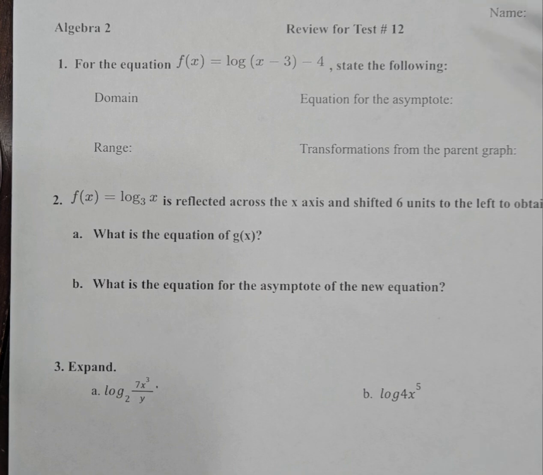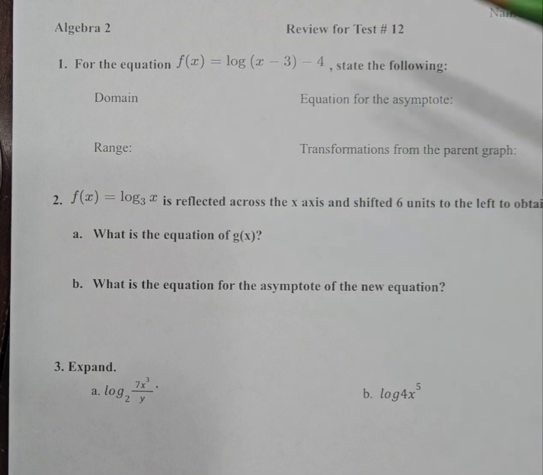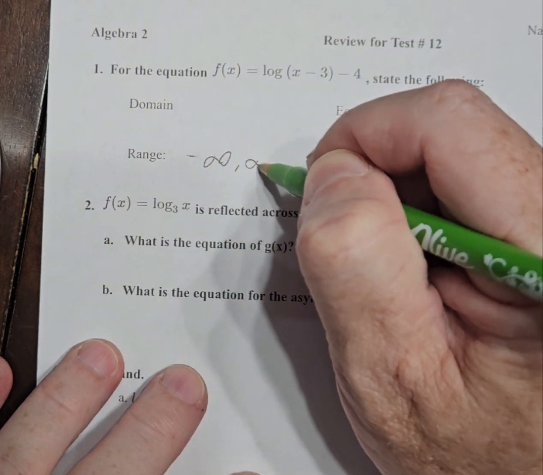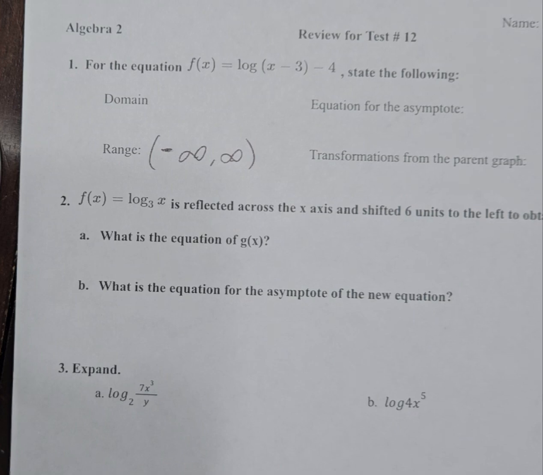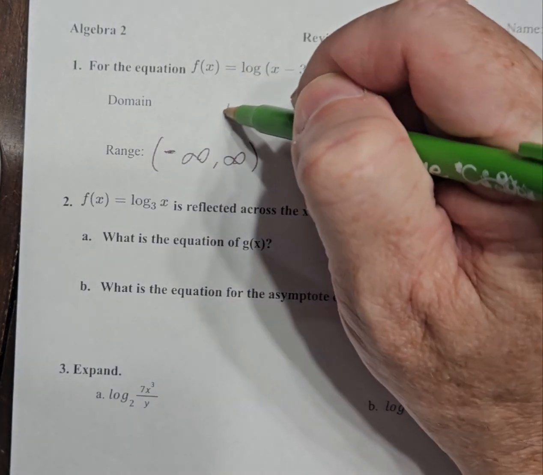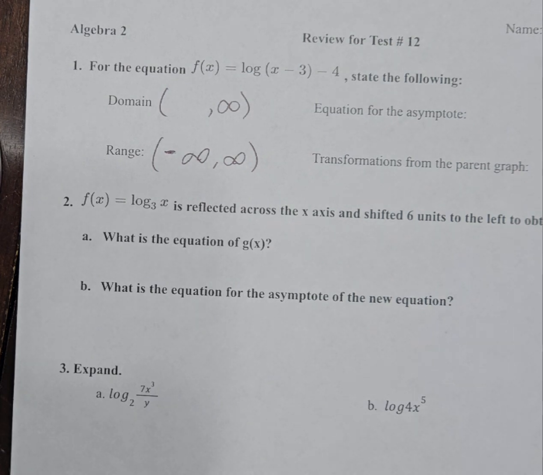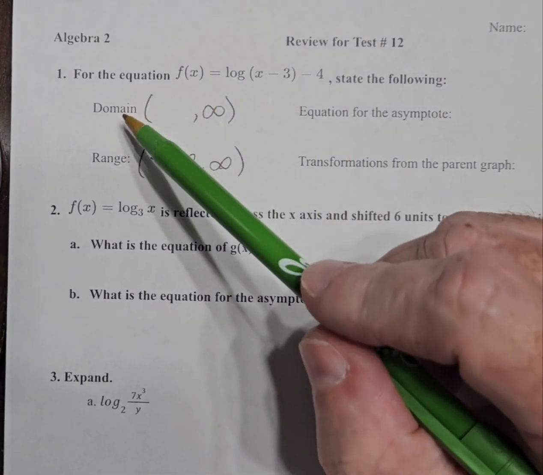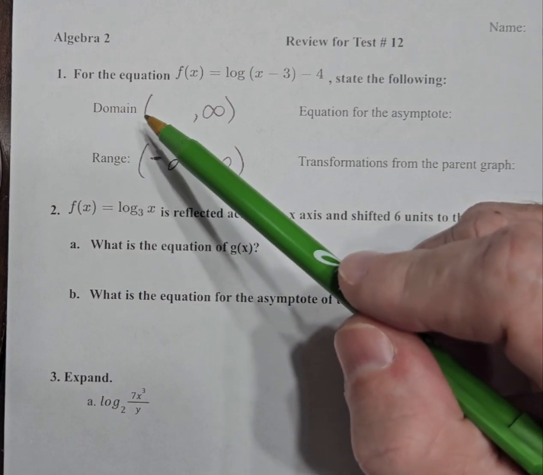So first we want to look at the domain of this function right here and the range. Okay, so the range, remember, is all negative infinity to positive infinity, all of these log functions. Now the domain is always going to go to positive infinity. We just have to figure out the starting point, which is also the asymptote here. So remember, domain is x values, range is y values. So we're looking at the x.